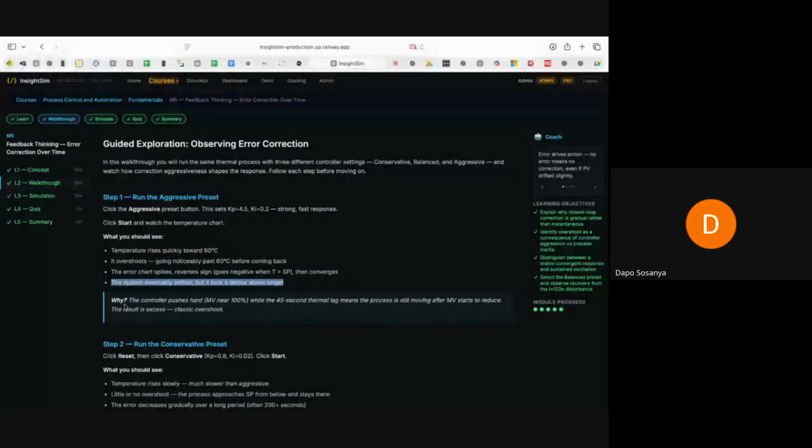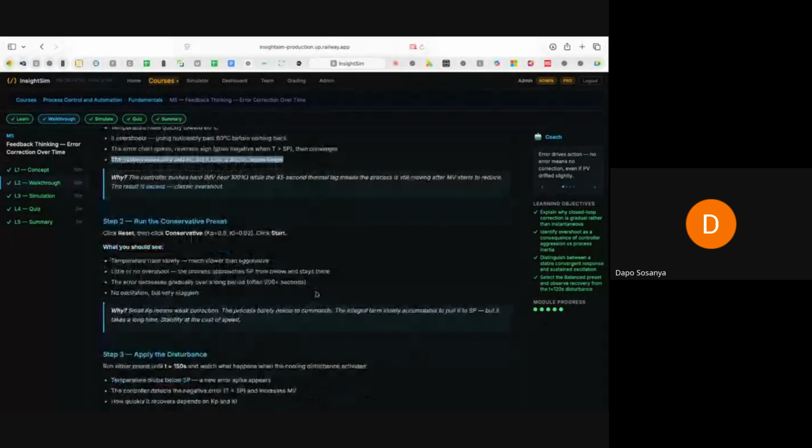So why? The controller pushes hard, it pushes MV, that is the correction, near 100%, while the 45-second timer lag means the process is still moving after MV starts to reduce. So the result is excess, and that is the classic overshoot. Does this make sense to you? Yes, sir. Okay, great.